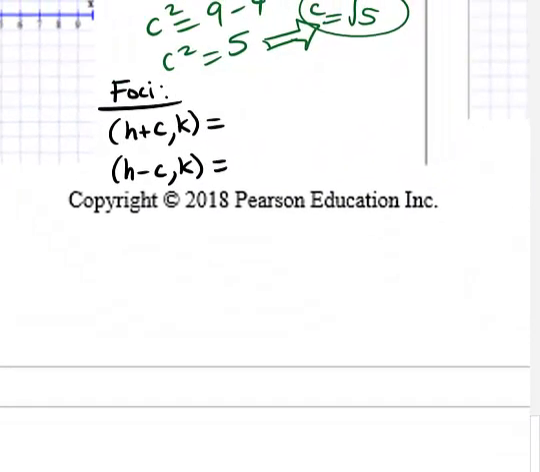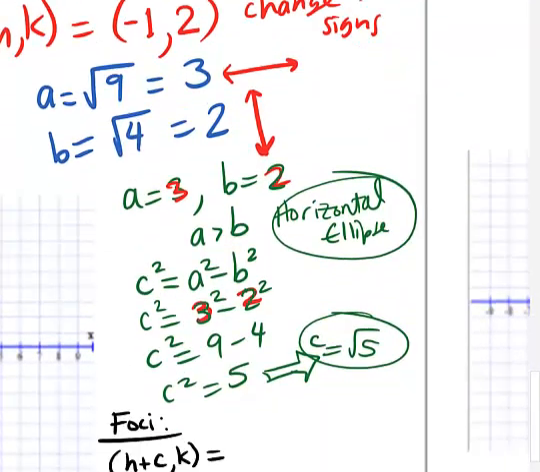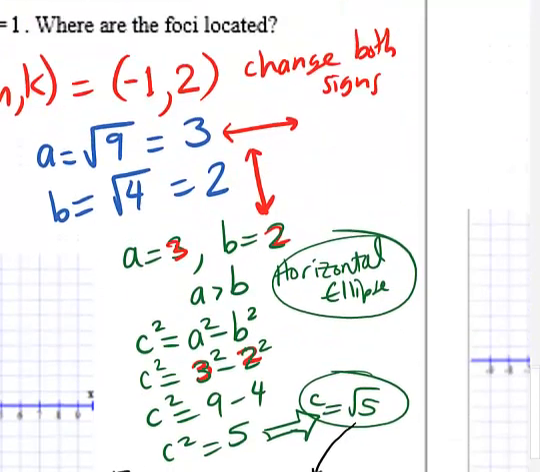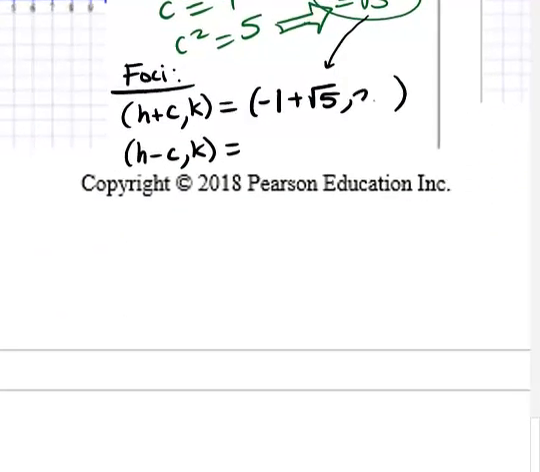Okay, h. I already forgot what h was. H was -1. Okay, -1 plus, and then c we just found, square root of 5, comma, okay, I forgot what k was. Don't make fun of me. 2, that's right, 2. So there's 1 point. The other point is similar, except I'm just subtracting c. So it'll be -1 minus the square root of 5, comma 2.